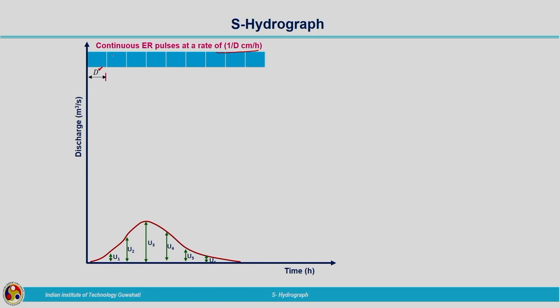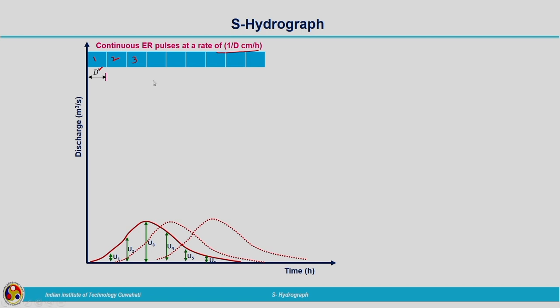Now, this is the first pulse, and the second effective rainfall pulse will also produce a unit hydrograph. In a similar way, the third effective rainfall pulse will produce a unit hydrograph response after 2 Dr hours, and it will continue that way.